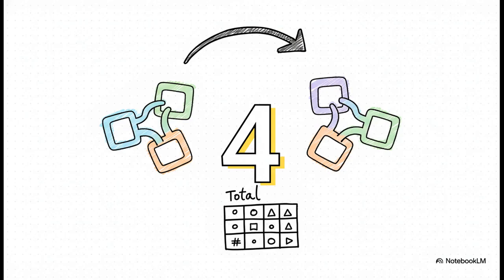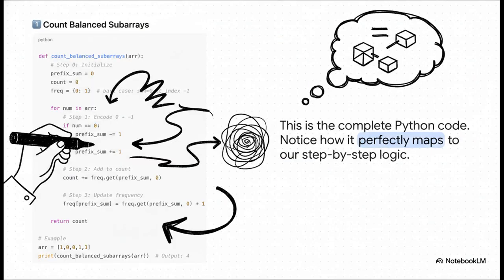Pretty cool, right? And here's what that looks like in Python. It's a direct translation of what we just walked through. You can see the initialization with our 0, 1 base case. You can see the loop that encodes the numbers, the line where we add the frequency to our count, and then the final line where we update the map. It's exactly the logic we just followed.